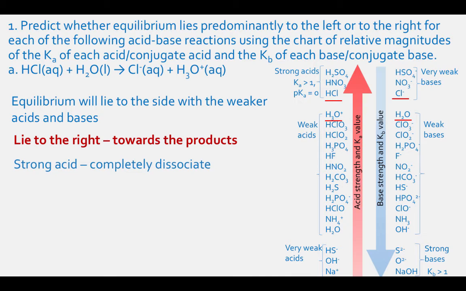Since this is a strong acid reaction, it will completely dissociate. Also, this reaction doesn't have an equilibrium arrow, it has a reaction arrow, which shows that the reaction will go to completion and will go completely to products.